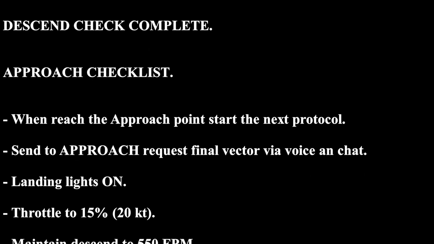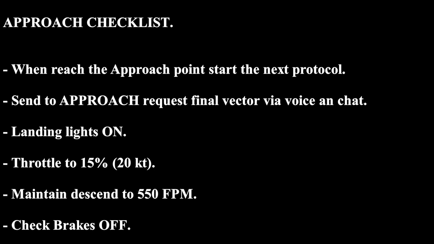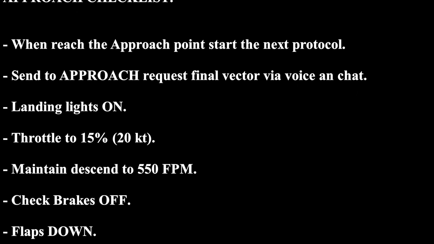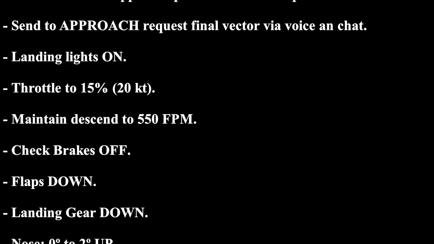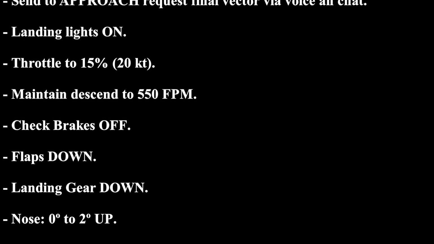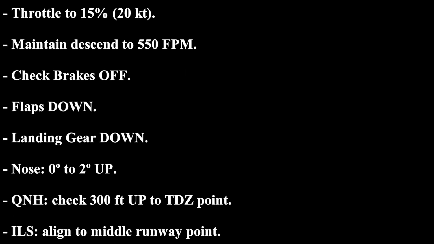When you reach the approach point, start the next protocol. Send to approach request final vector via voice and chat. Landing lights on. Throttle to 15%, 20 kT. Maintain descent to 550 fpm. Check brakes off. Flaps down.